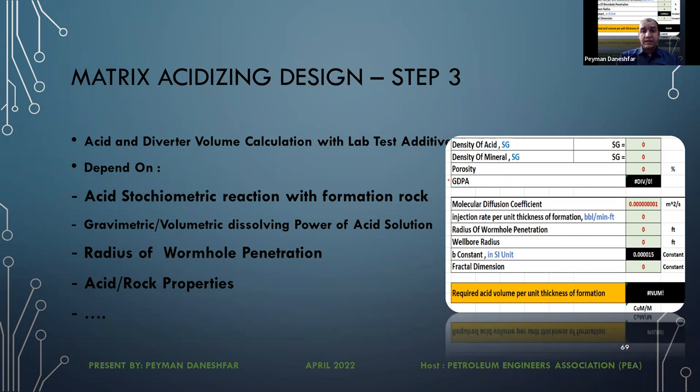Another one is to calculate the volume of the acid or diverter. The volume of the acid and diverter, you should remember. As a stoichiometry number, you can check here one of the tables that I use in the Excel file to calculate the volume. The acid stoichiometry number is important. Gravimetric dissolving power is important. Radius of one mole preparation is important, and acid drag properties are important too.